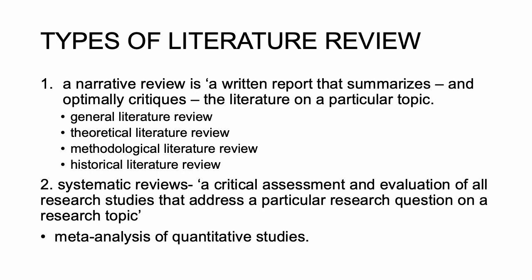In historical literature review, you will look at the literature on a timeline. For instance, you wanted to study literacy, so you will actually look at the discourses of literacy, for instance, from 1950s onwards. So your presentation of data takes on a historical timeline. And then the second one, we have systematic review.